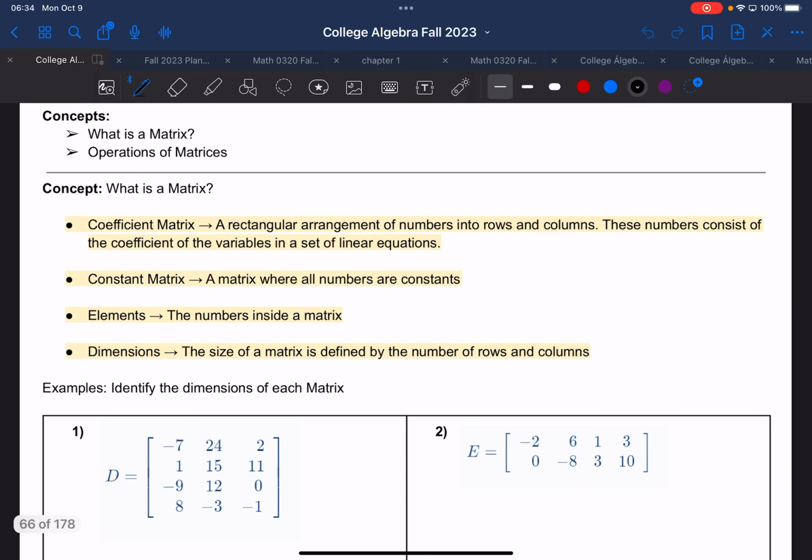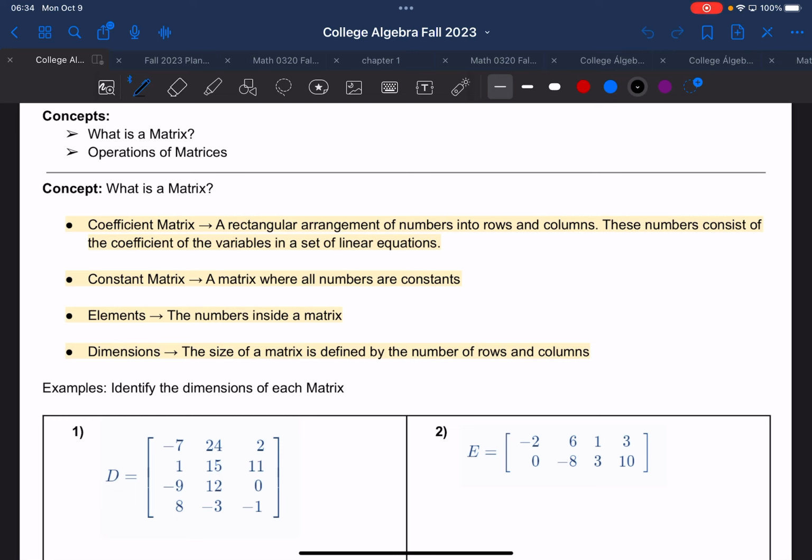So for what is a matrix, we have four vocabulary words here. The first is coefficient matrix. A coefficient matrix is a rectangular arrangement of numbers in rows and columns. These numbers consist of the coefficients of the variables in a set of linear equations. So all that means is that we can take a linear equation and turn it into a matrix, just like if we have a matrix, we can turn that into a system of linear equations.